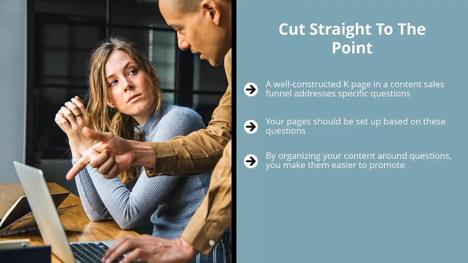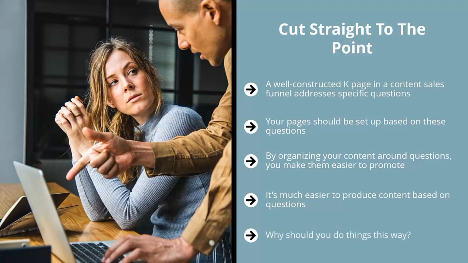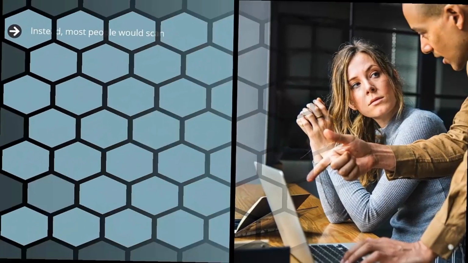Please understand that the human mind tends to navigate and process information in two forms: questions and stories. It's much easier to produce content based on questions. They're short, they're choppy, and they're easy to process. Why should you do things this way? If you paid attention to the way you yourself process information from the internet on your mobile device, you would understand this clearly. When was the last time you opened your Twitter app on your mobile device and just read everything very carefully? Probably never.